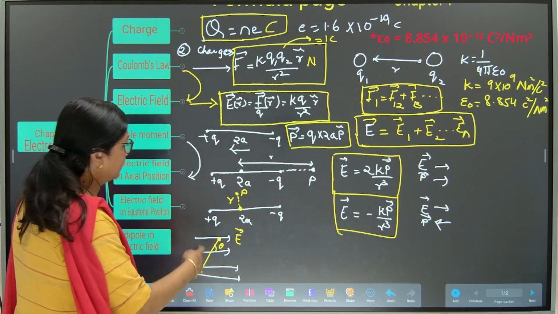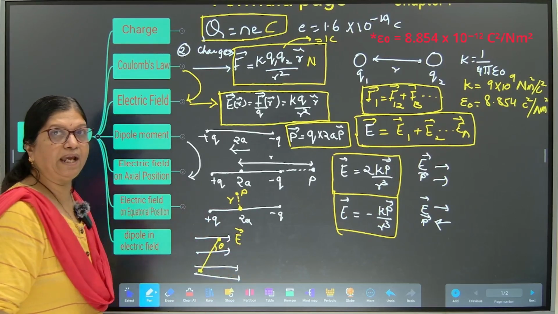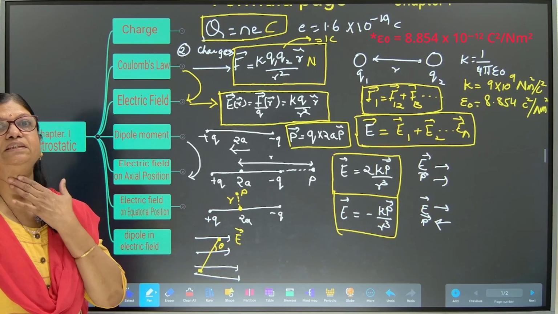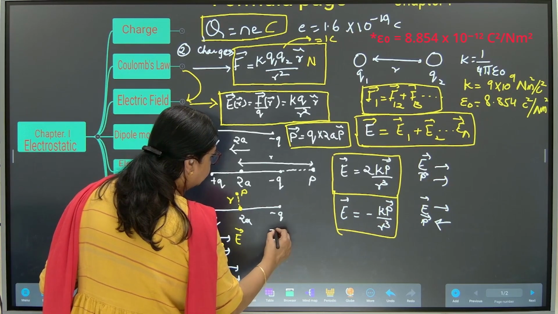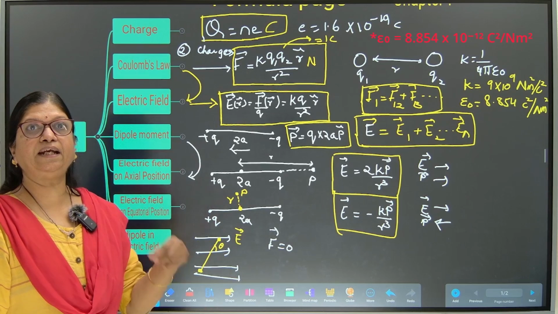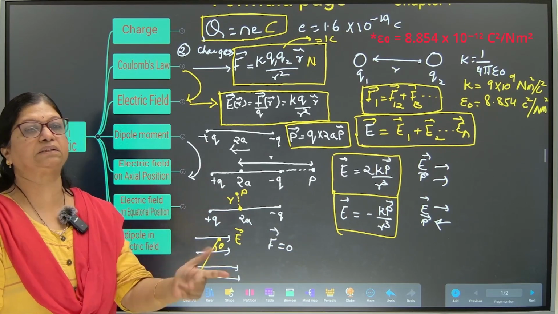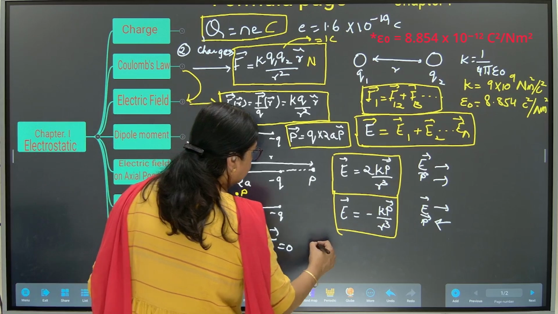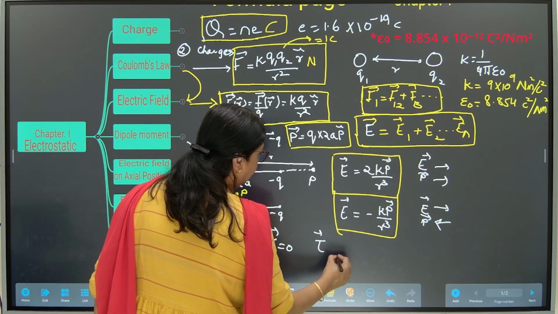Then what is the force acting on this dipole? Is it having some value? The answer is no. F vector is equal to 0. Is there any torque acting? Is the body rotating? Is the dipole rotating? Yes.